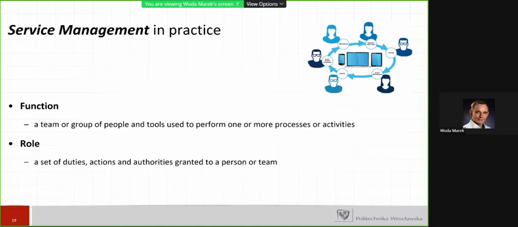And the role, that's more or less also self-explanatory. Generally, this is a set of assigned duties and also authority to be responsible for something. That might be one person with such a role, or also a team with such roles.